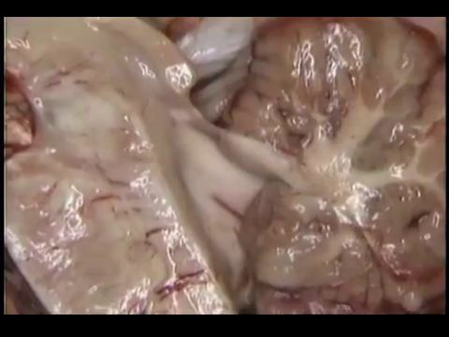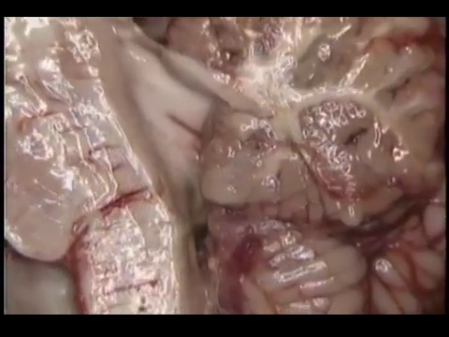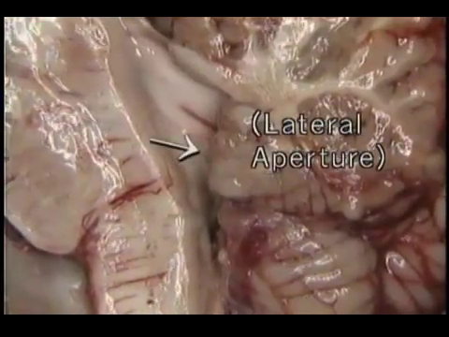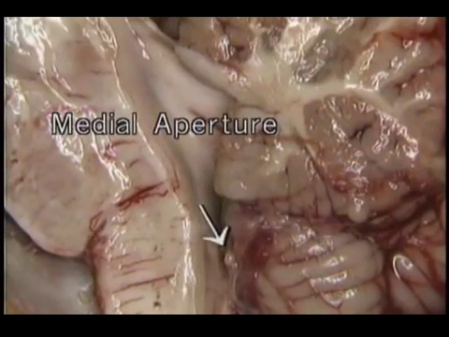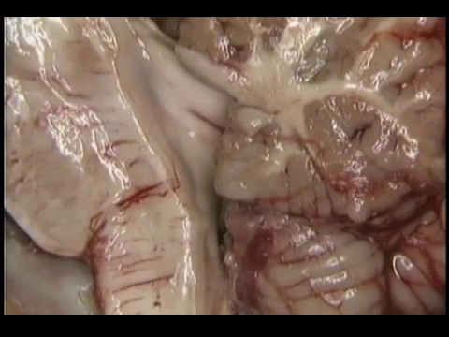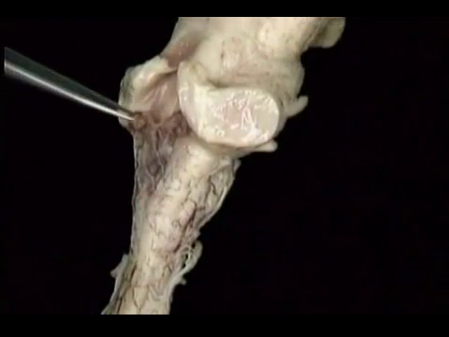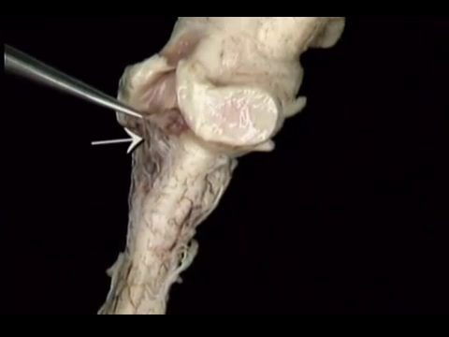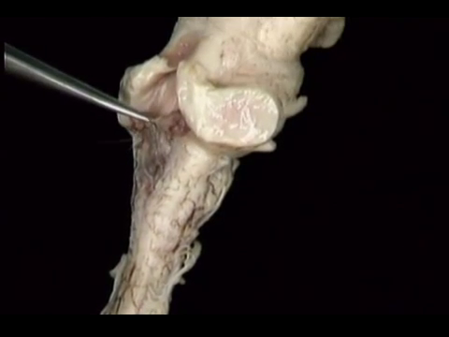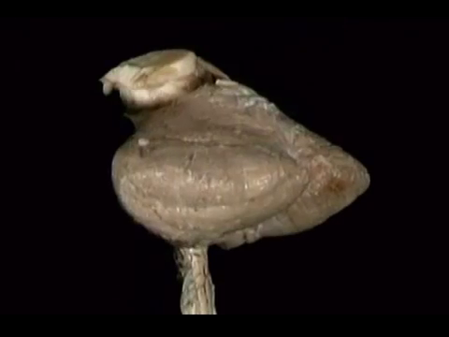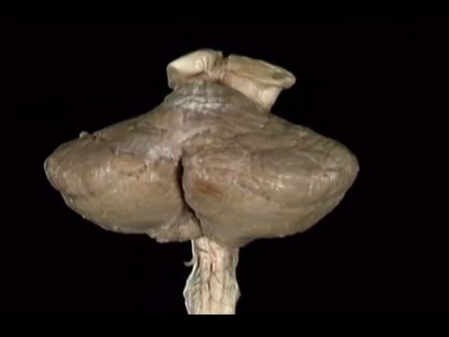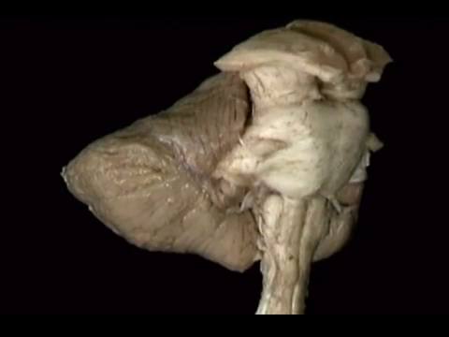Fluid leaves the fourth ventricle through three openings: the lateral apertures, the right one is in the depths of this recess, and the medial aperture, which is in the midline, here. It's easier to visualize the medial opening in this dissection. Here it is, in the inferior medullary velum. The lateral openings are here. The medial opening comes out here, between the cerebellum and the medulla. The lateral opening on each side comes out just below the cerebellar peduncles.